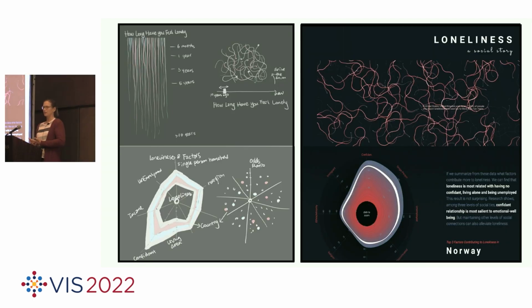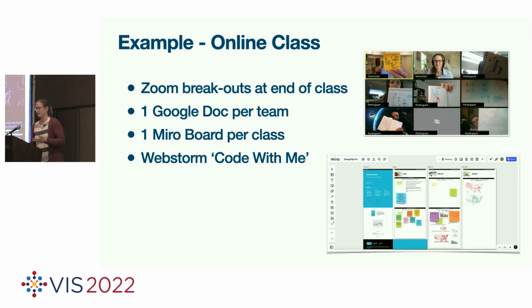Here's another project example on the topic of loneliness and how people experience loneliness. On the left, you can see some initial sketches again. On the right, the final implementation. But we've also used design sprints in other scenarios, such as in online classes and in very guided sprints.